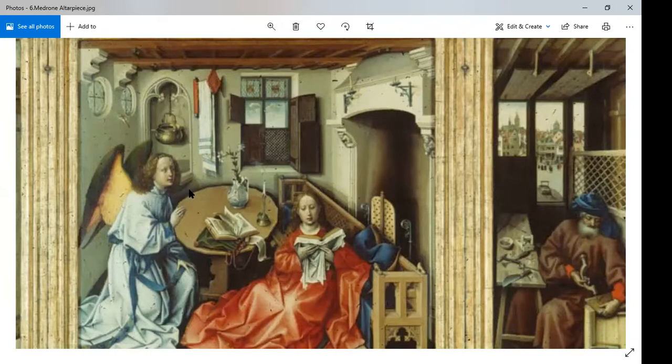Okay, then we have the flowers. These are white flowers. They're lilies. But anyway, these white flowers, you can say, or lilies, you can say it either way. They literally are lilies. They are symbolic of Mary's virginity.